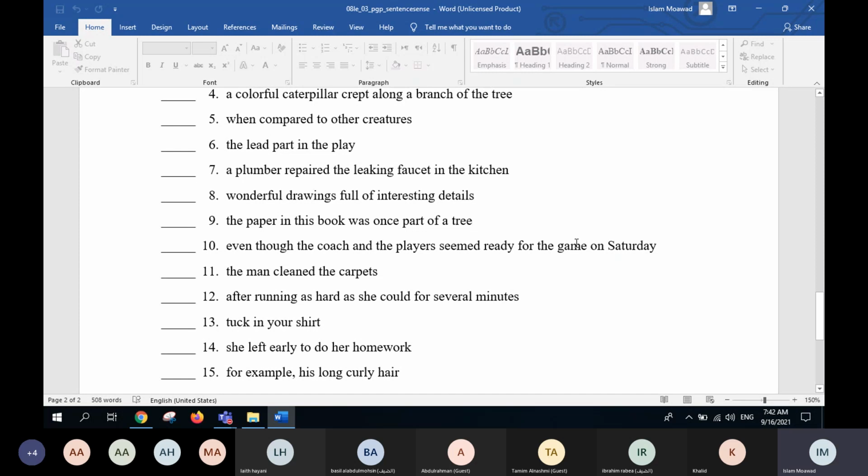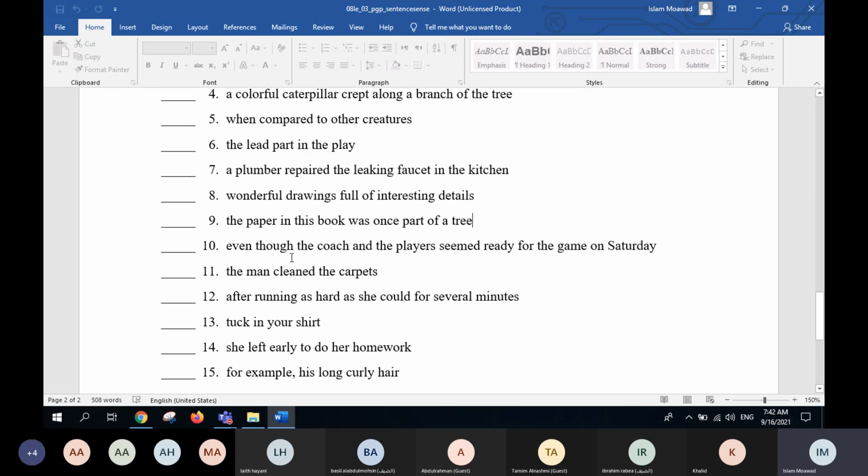Even though the coach and the players seemed ready for the game on Saturday. Okay, what do you understand from this? Can you give me a complete idea? He said, even though, means that something happened, okay, but regarding that thing, something else happened. But this thing is not mentioned here. He said, even though the coach and the players seemed ready for the game on Saturday, what happened? Do you know what happened? He said that the coach and the players were ready in that game on Saturday. What happened?